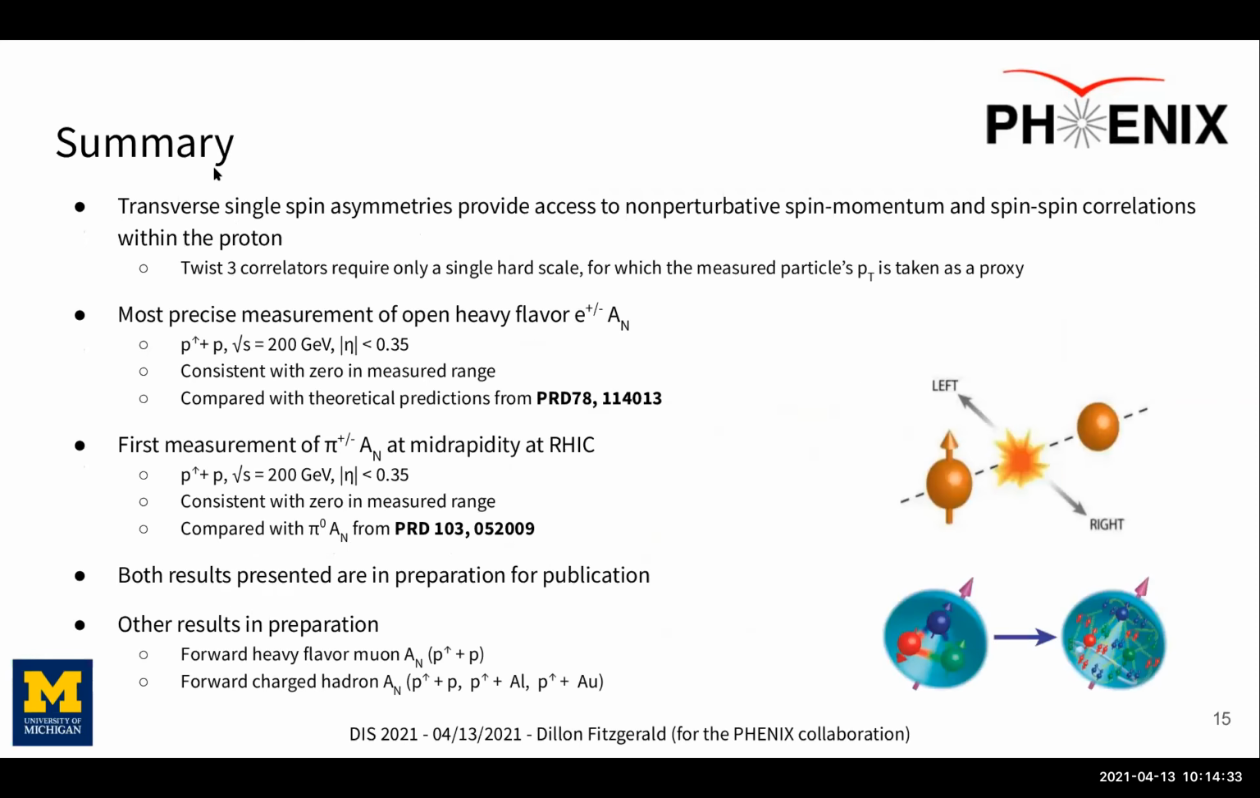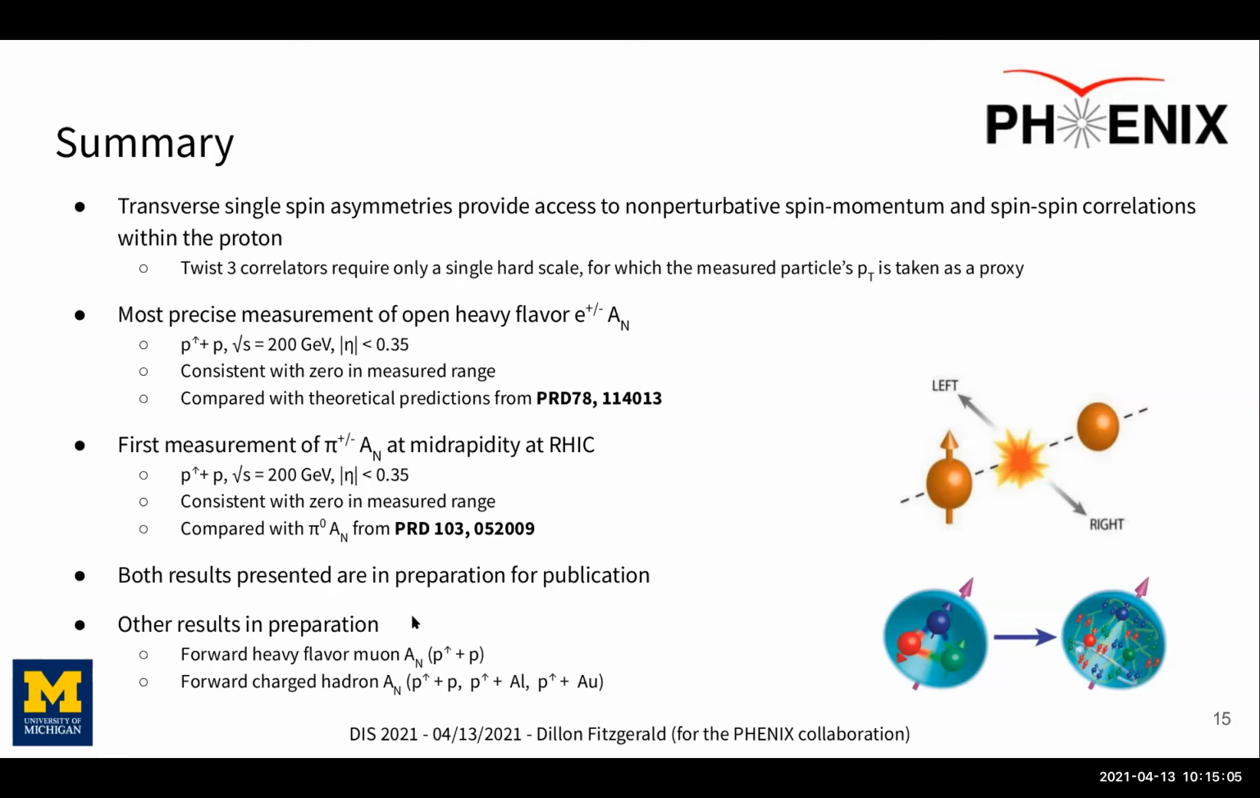So in summary, transverse single spin asymmetries provide access to non-perturbative spin-momentum and spin-spin correlations within the proton. Twist-3 correlators require only a single hard scale for which the measured particle's pT is taken as a proxy. We've shown the most precise measurement of open heavy flavor electron A_N and compared with theoretical predictions. We've shown the first measurement of pi plus and minus A_N at mid-rapidity at RHIC. And both results presented are actually in preparation for publication, so you could expect to see those soon.